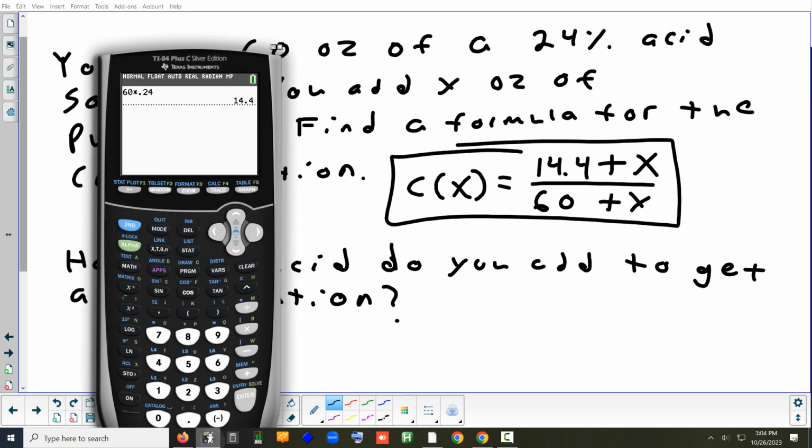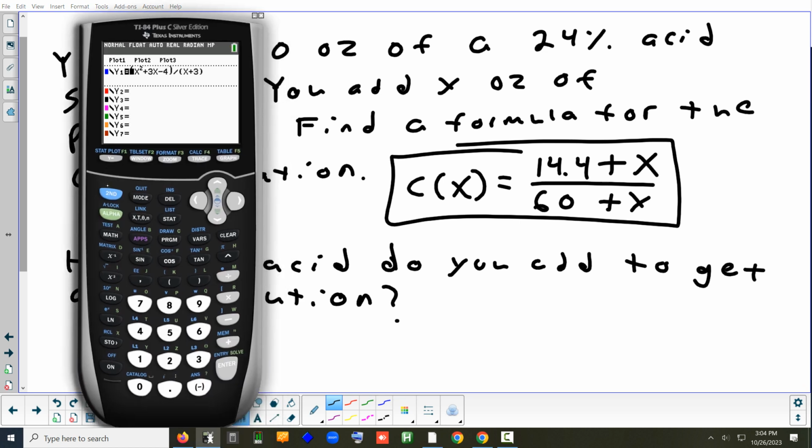And let's graph it. So make sure when you graph it, you put that in parentheses. 14.4 plus X, divided by 60 plus X. And we'll think a little bit about the window. So X is the amount of acid that we're going to add.